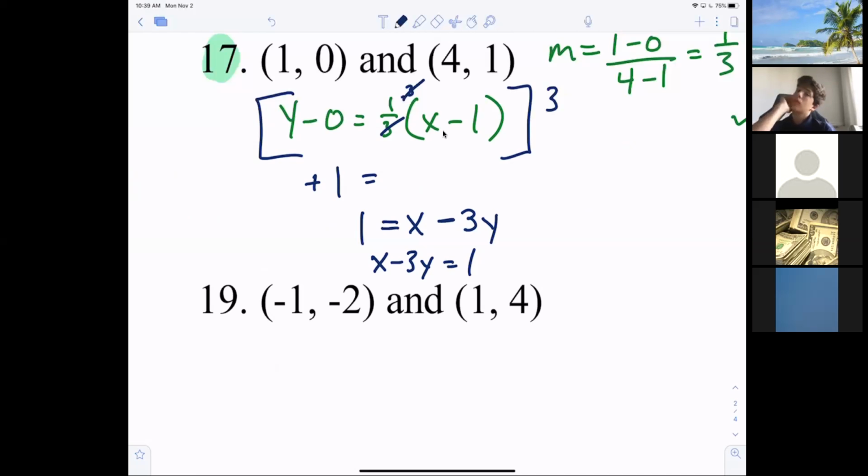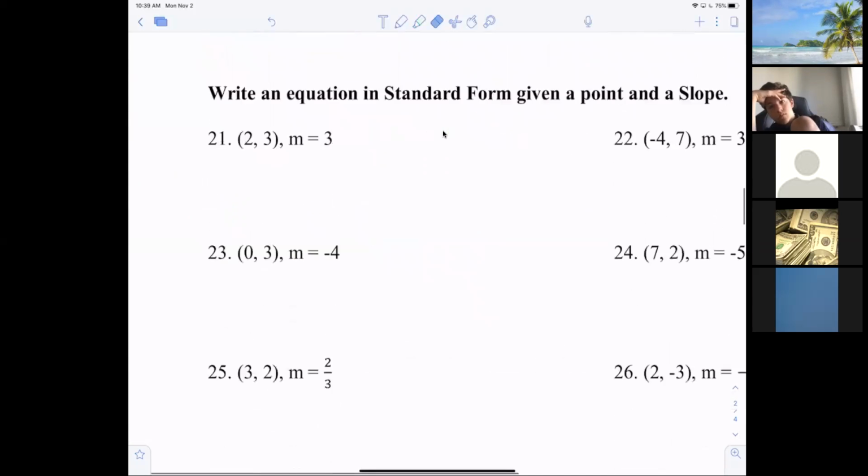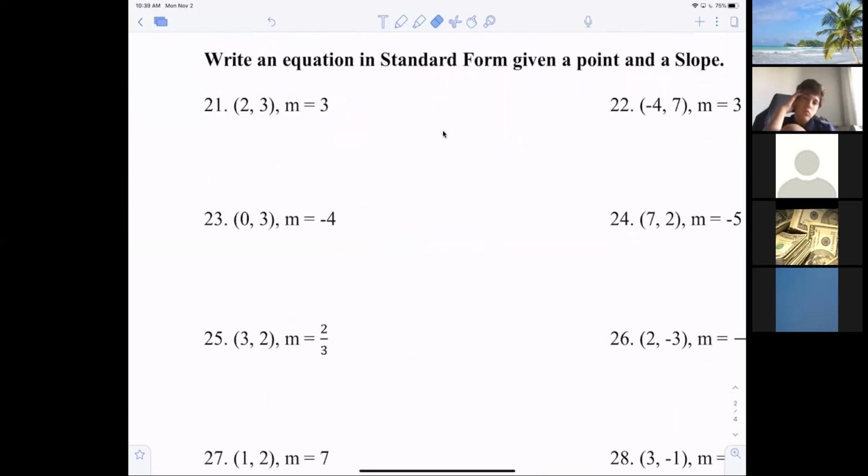Now what I want you to do is take your highlighter and highlight number 19. We're going to highlight 19. Now I'm on 21. All right, Jack, let's see if you've been listening. I want you to write the equation for number 21. Go.